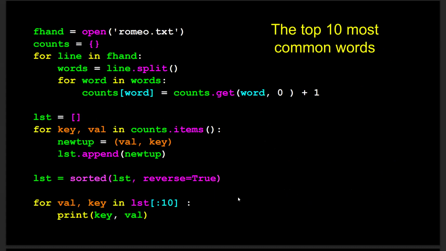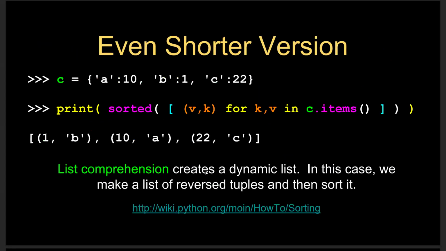See here, these are the words which we are able to use. These are the things. Go through this slide. Even shorter version. It means you can even do a shorter version now by using the comprehension method. List comprehension creates a dynamic list. In this case, we make a list of reversed tuples and then we sort it.